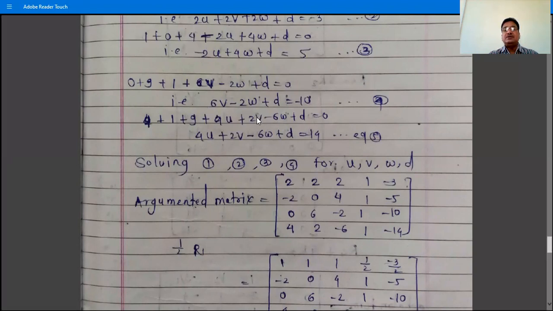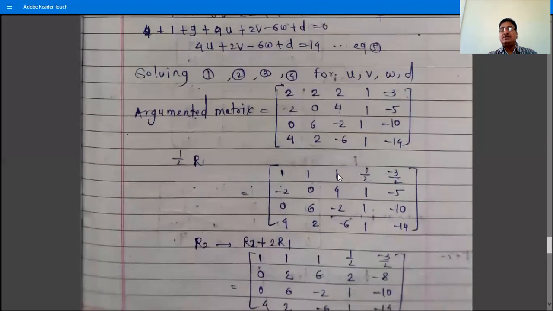Then the third row is 0, 6, -2, 1. The coefficient of u is 0, the coefficient of v is 6, the coefficient of w is -2, the coefficient of d is 1, and the constant is -10. Then from equation number 5, write the coefficients of u, v, w, and d, and the constant term. And then convert this matrix to echelon form.